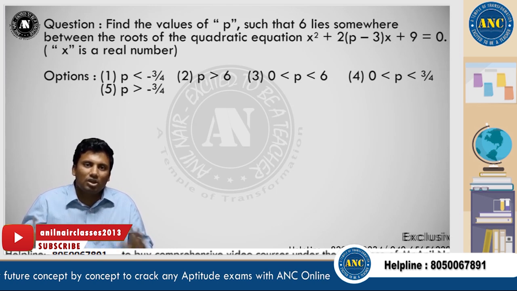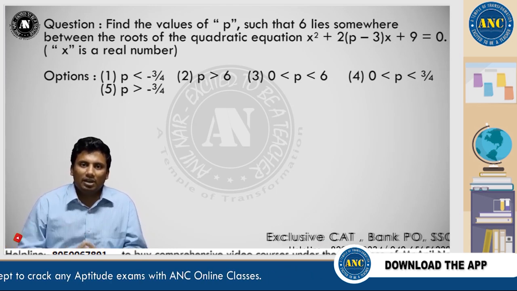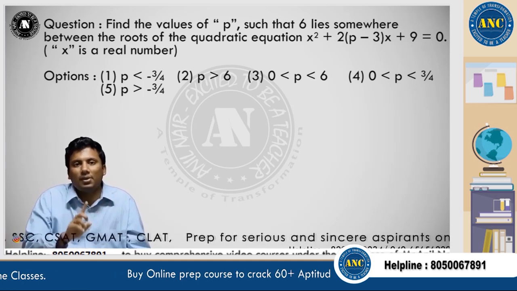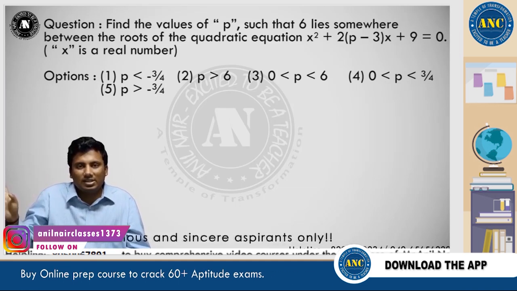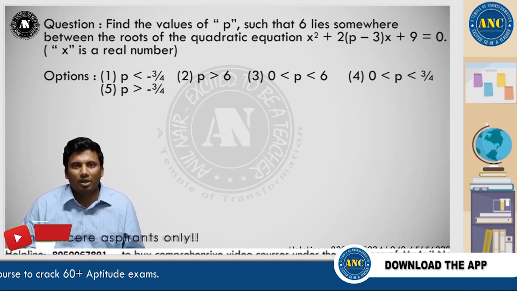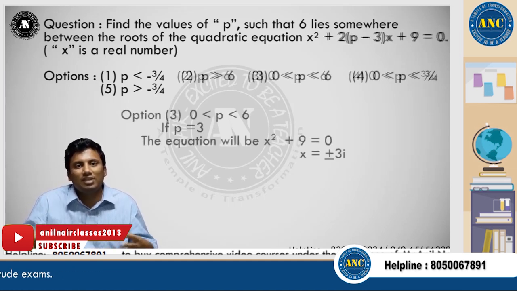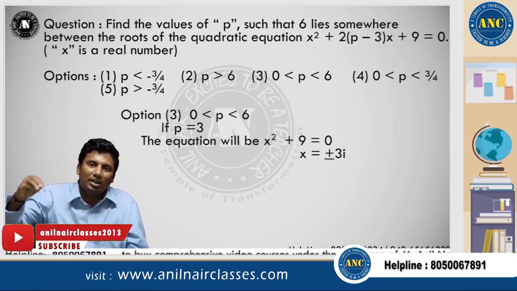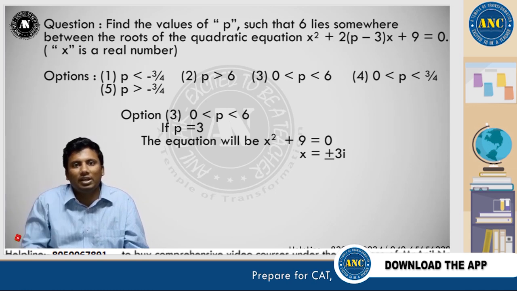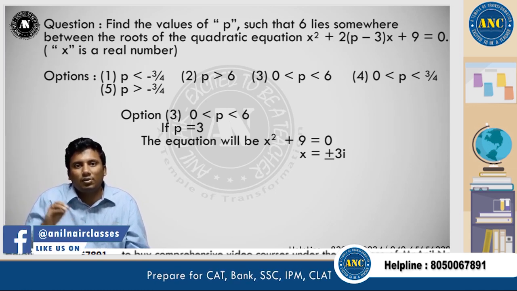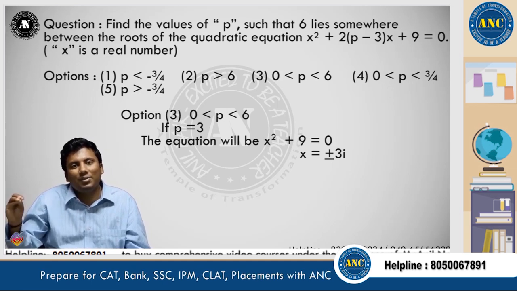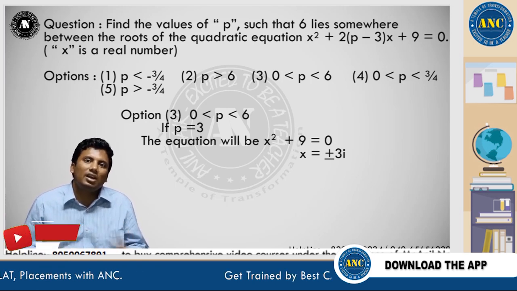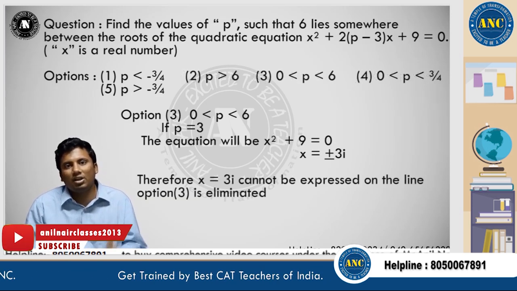Before solving this Jugaad method, let me help you out in understanding the question first. The equation given is x square plus 2 into p minus 3 into x plus 9 equivalent to 0. Now, third option is 0 less than p less than 6. Let me take any value between 0 to 6. Let me take 3. P value equivalent to 3. Put it in the equation. So, what will it become? X square plus 9 equivalent to 0. X equivalent to plus or minus 3i. You cannot express 3i on a number line. Therefore, third option is ruled out.